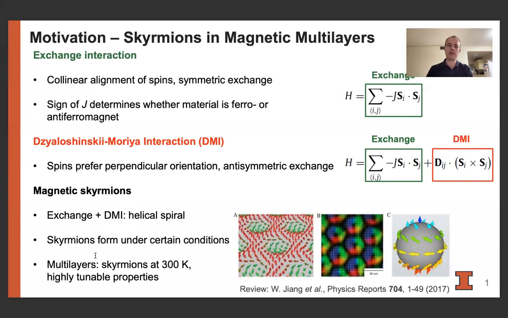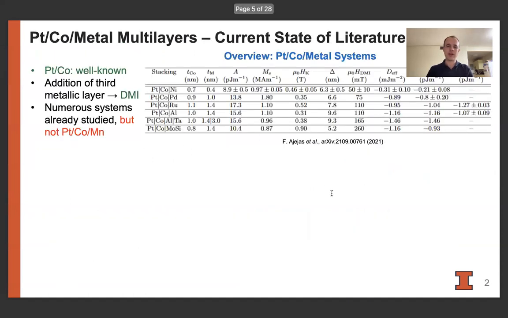A very suitable system to observe skyrmions are multilayers. The first reason is that in this material system, skyrmions have been observed even at room temperature. Also, magnetic multilayers possess the advantage that their magnetic properties are highly tunable, as we will also see for the present material system, namely platinum, cobalt, manganese. If you're interested in skyrmions in magnetic multilayers, please take a look at this very nice review paper here.